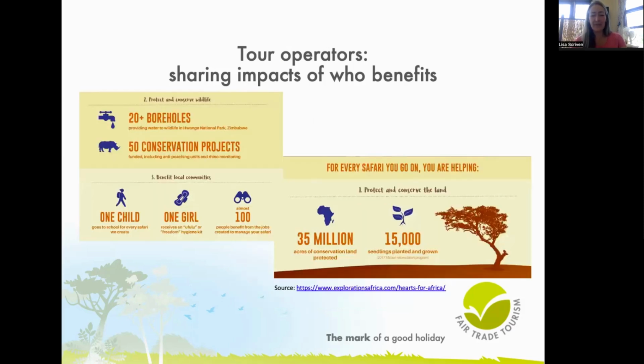Here's another example from Explorations Africa, just talking about, it's a static impact update. So it's broadly about their impact in the destinations that they sell. For example, they've been involved, whether it's through their CSI or side fundraising or direct investment, in 50 conservation projects, or 15,000 seedlings were planted and grown. These are the kind of impact metrics that they would have to update on a regular basis, but it's helpful for the traveler to know that this operator is operating transparently, and this is the difference they make with my money.